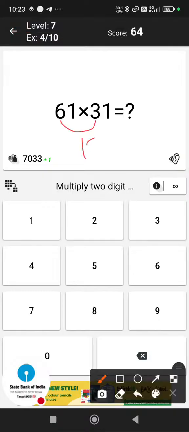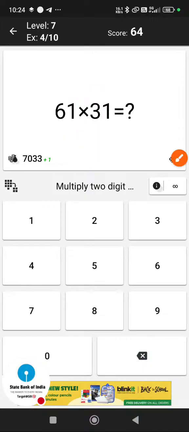3 times 18, and sum of these two, which will be 9, and the units place 1. IBPS Clerk notification is out, I know. 1891.